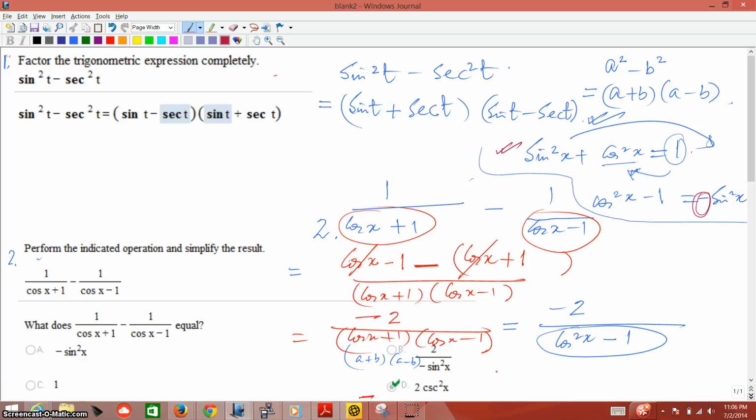So in this case it does come out to be negative 2 over negative sine square x, and these negatives got cancelled with each other and you are left with 2 over sine square x, which comes out to be 2 cosecant square x. Since you know 1 over sine is cosecant, it will turn out to be 2 cosecant square x. Okay, and that will be the choice you will make. So that's why your final answer comes out to be 2 cosecant square x. I hope this helps.